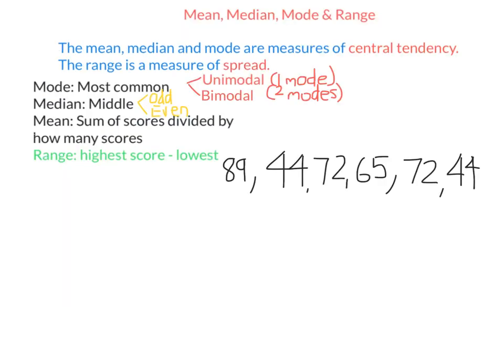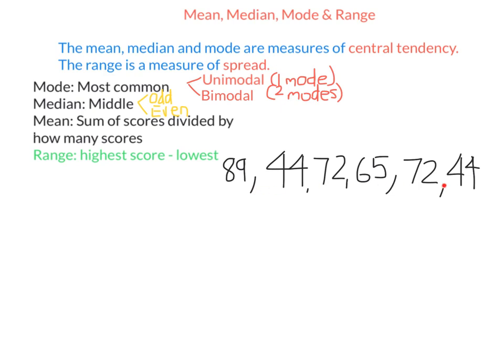So we'll start with the mean, median, mode, and range. These are things you calculate of a set of scores or a set of data. So the mean, median, and mode are measures of central tendency. This means the reason we calculate them is to give us an idea of the center of our data. What is a typical score? The range, on the other hand, is a measure of spread. It measures whether the data is close together or not.